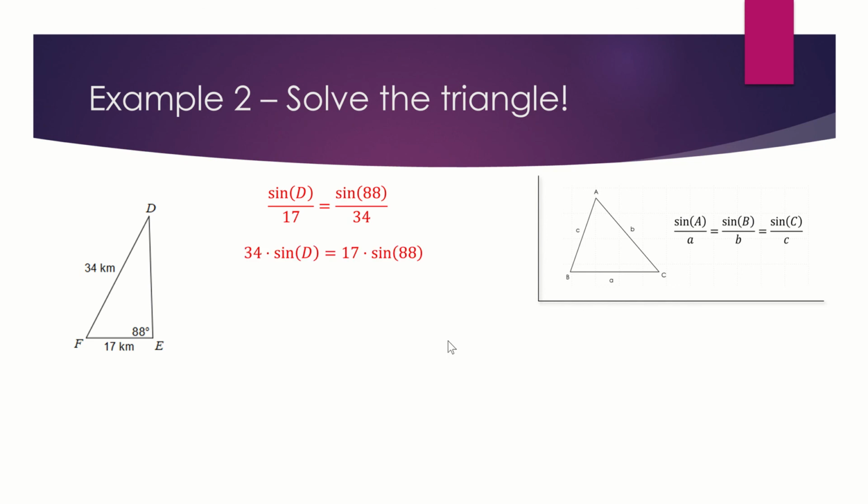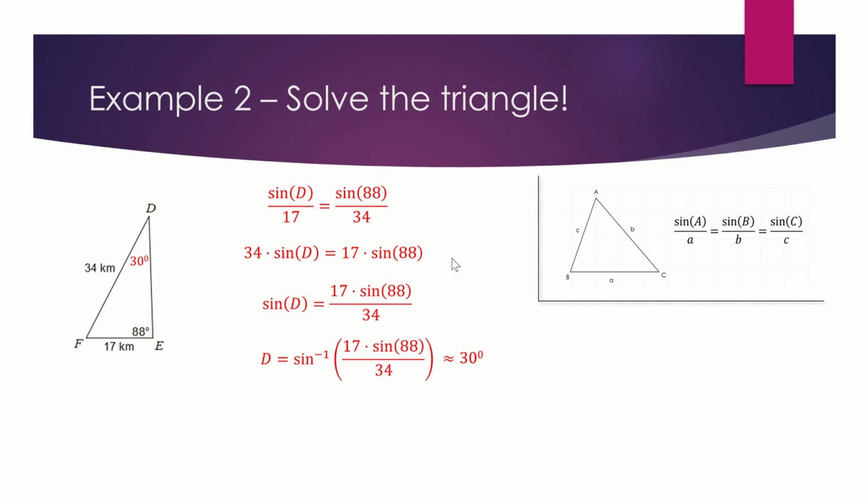So we cross multiply to get this expression: 34 times the sine of d is equal to 17 times the sine of 88. We divide both sides by 34 and we get this expression. In order to figure out what d is, we have to use inverse trigonometry. So if the sine of d is equal to this number, that means that d is equal to the inverse sine of that number. So this is what you're going to need to type into your calculator. And once you do that, you'll get the angle for d, which ends up being 30 degrees. So let's go ahead and put that on the triangle.